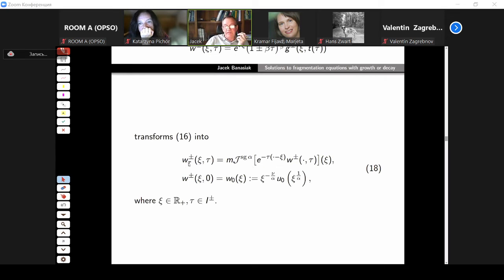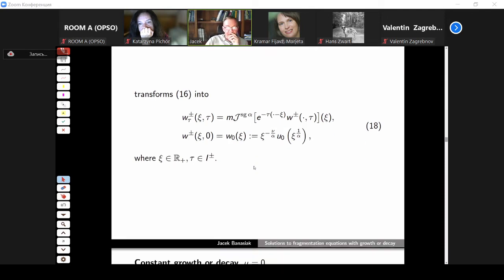18, which is the time derivative of the unknown solution, equals a coefficient times either the integral from x to infinity or from 0 to xi of the unknown function times the exponential. Convolution is exponential. Exactly the same as in the case of pure fragmentation. So we have transformed yet another equation into the same form as it was originally done by Ziff and McGrady.